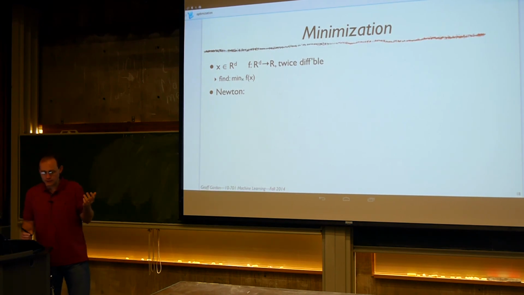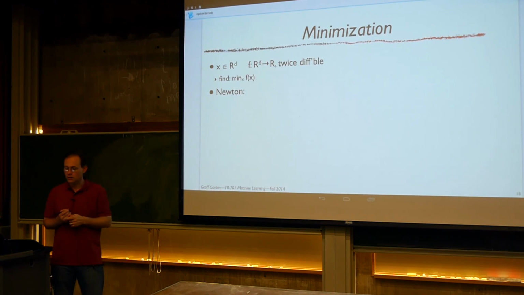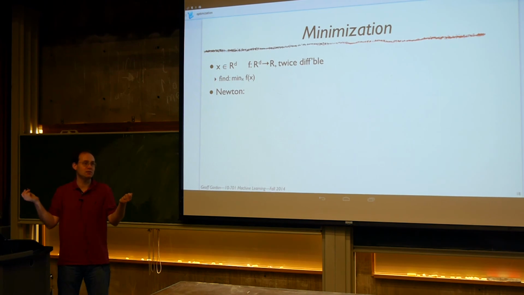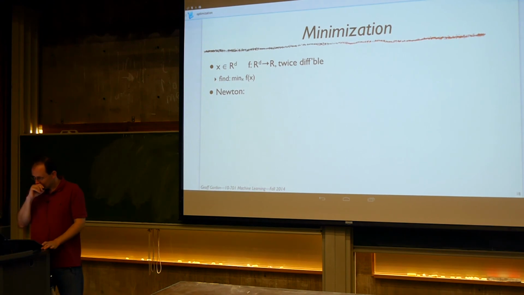So now we have some variable x, which is a d-dimensional vector, and we have a function f from R^d to R, and we want to minimize f of x. Before we had R^d to R^k, from many dimensions to many dimensions. Now it's from many dimensions to 1, and we want to do the minimization.